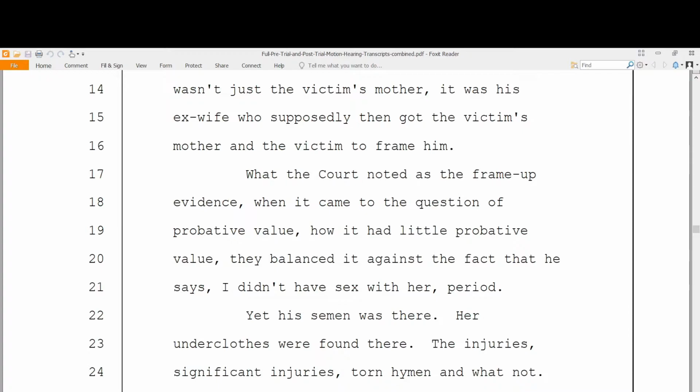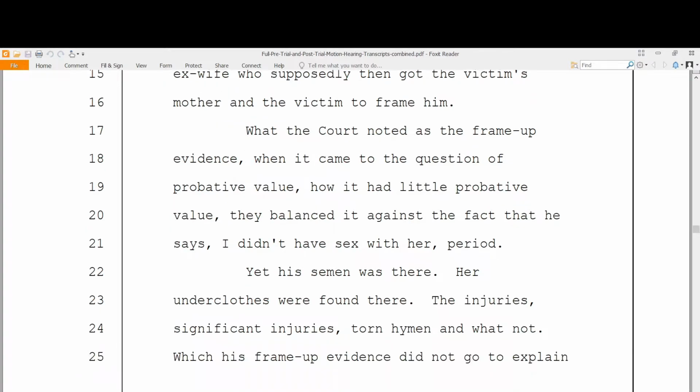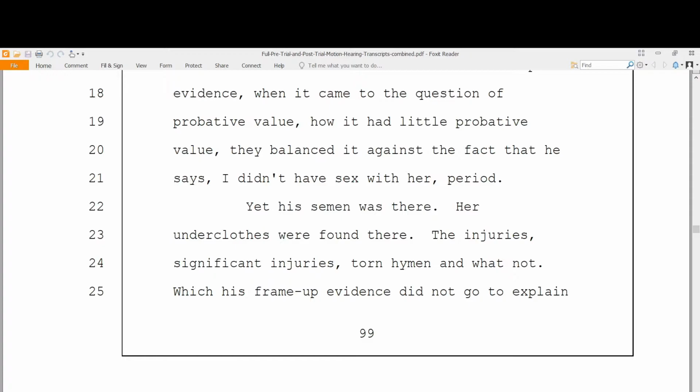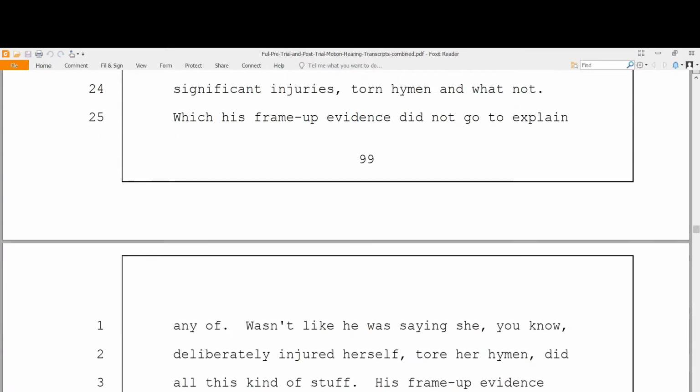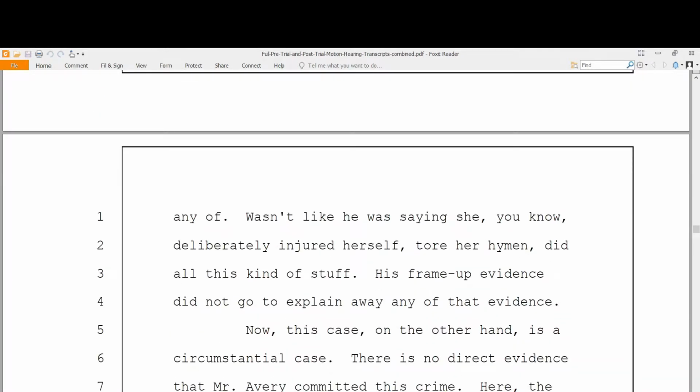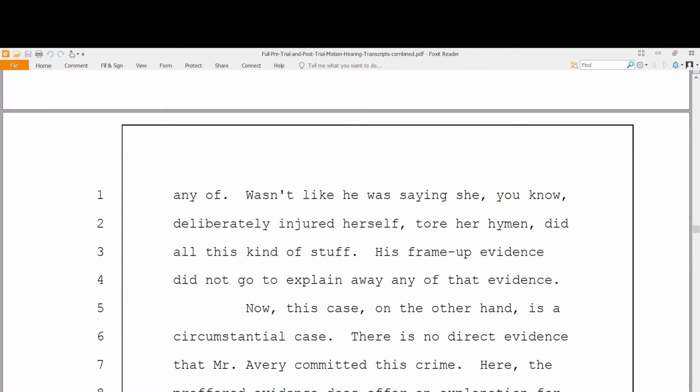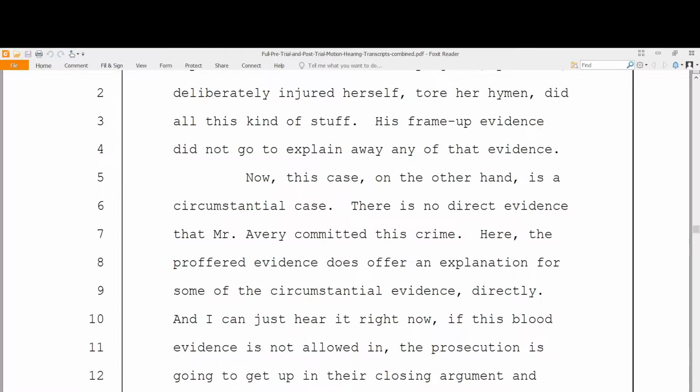What the court noted as frame-up evidence, when it came to the question of probative value, was how it had little probative value. They balanced it against the fact that he says, I didn't have sex with her, period. Yet his semen was there. Her underclothes were found there. The significant injuries, torn hymen and whatnot, which his frame-up evidence did not go to explain any of. It wasn't like he was saying she deliberately injured herself, tore her hymen, did all this kind of stuff. His frame-up evidence did not go to explain away any of that evidence.